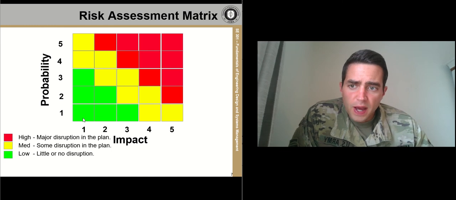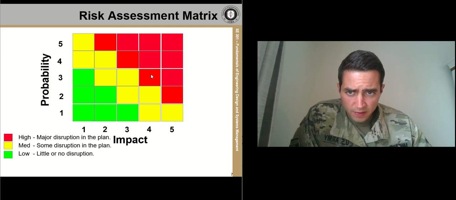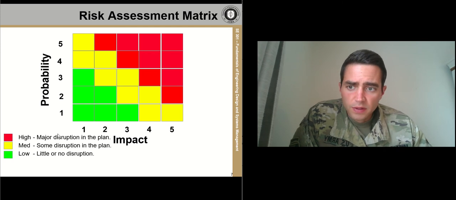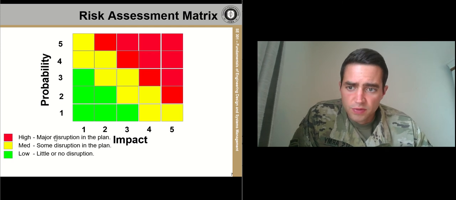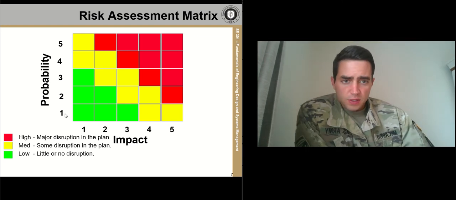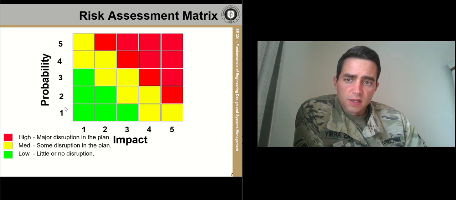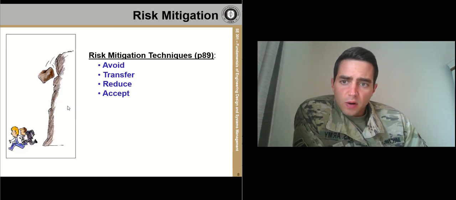Those that have low impact and low probability have a low overall risk, whereas those that have medium impact and medium probability have a medium risk, and then high risk for high impact and high probability. You can see that high risk has major disruption in the plan, medium has some disruption, and low has little or no disruption. So how you assess your risk will result in the mitigation techniques that you decide to use. There are 4 risk mitigation techniques.